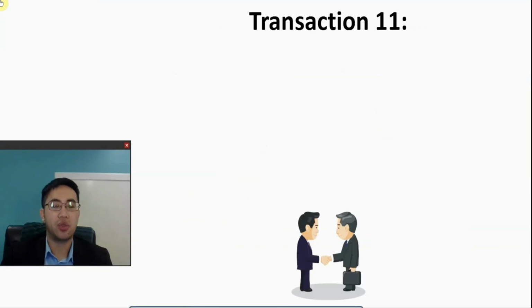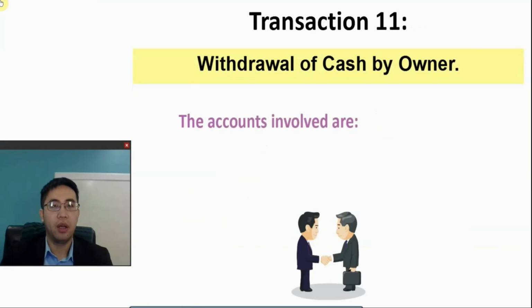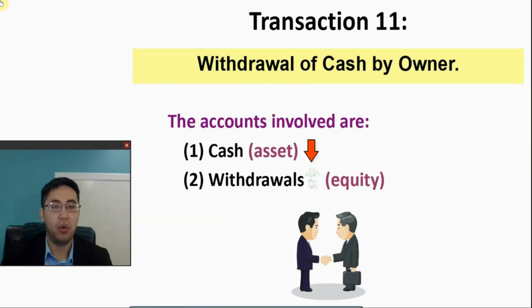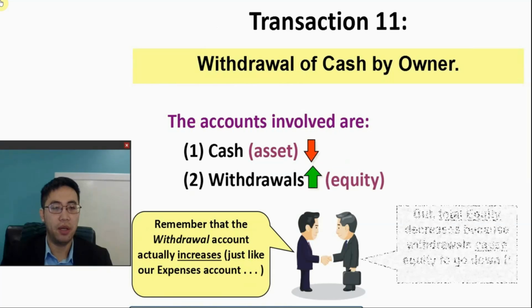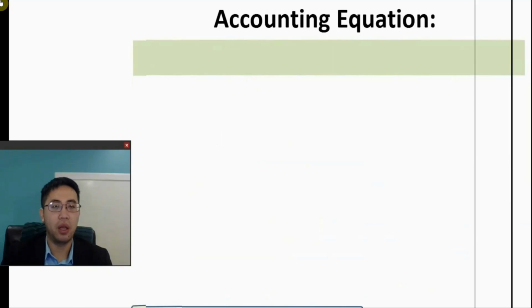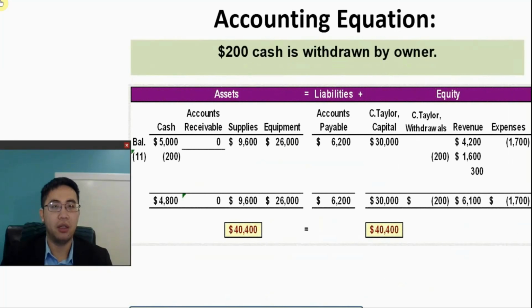All right, next transaction. The owner withdraws cash, and this would involve cash assets going down because there's less cash in the company's account, and also owner withdrawal would increase. The owner has the right to get cash out of the company and put it in his own pocket. As a result, the total equity would decrease because there's a withdrawal.